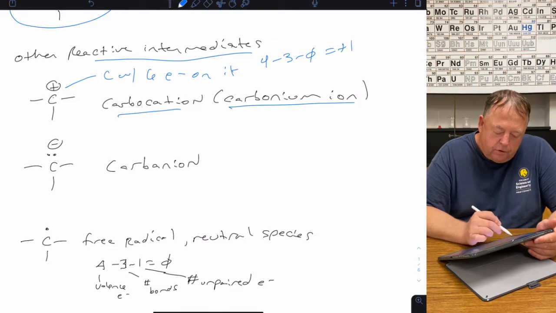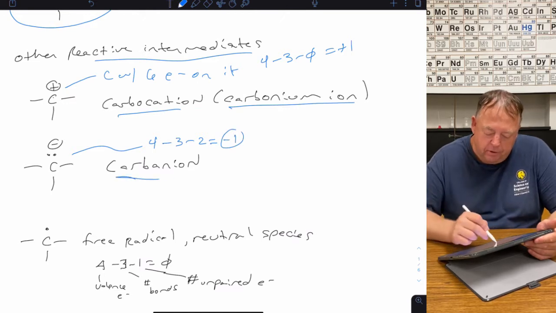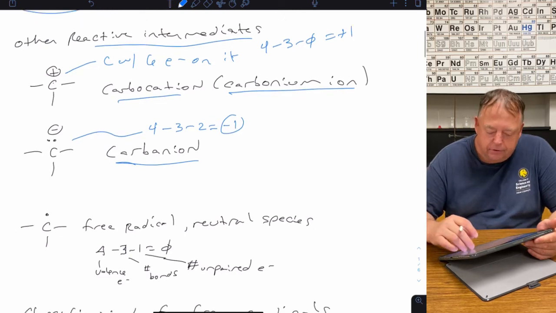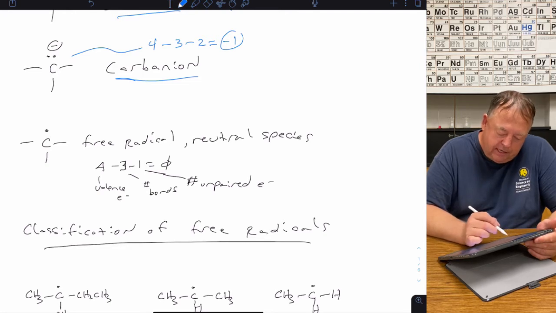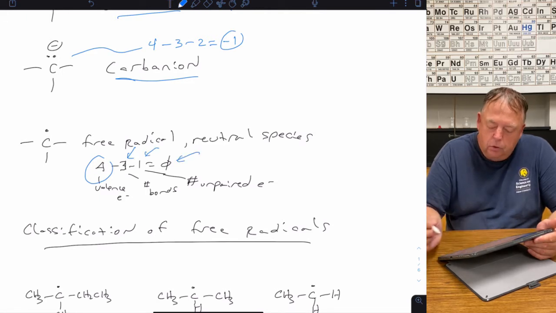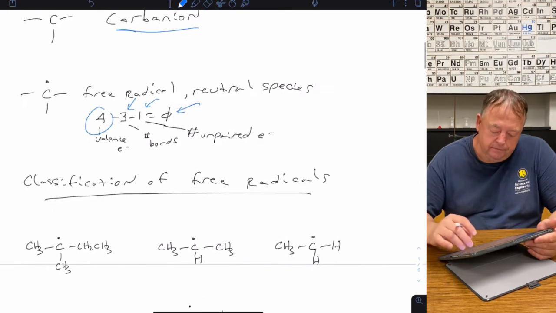Or you can have a carbon with 3 bonds and a lone pair of electrons, and if we calculated the formal charge here, carbon's got 4 valence minus 3 bonds minus 2 unpaired electrons, so -1 charge. So that would be what's known as a carbanion. We'll look at carbocations and carbanions in other chapters. In this chapter, we focus on free radicals. In this case, the charge on carbon is 0, right? 4 valence minus 3 bonds minus 1 unpaired electron, so no charge. But it is a very reactive species generally.